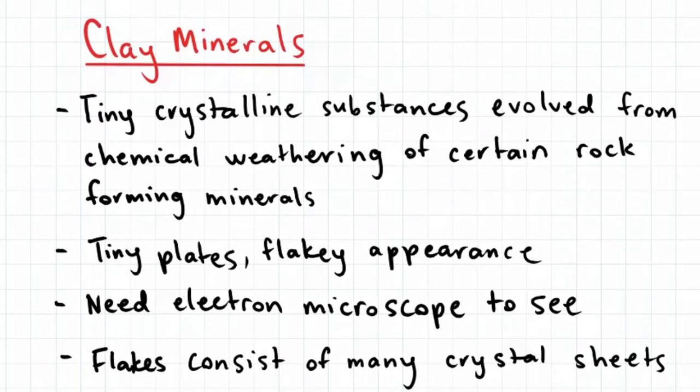Let's talk about clay minerals now. Clay minerals are tiny crystalline substances which evolve from the chemical weathering of certain rock-forming materials. For example, feldspar, which comes from magma. The individual crystals look like tiny plates or flakes and can only be seen using an electron microscope.